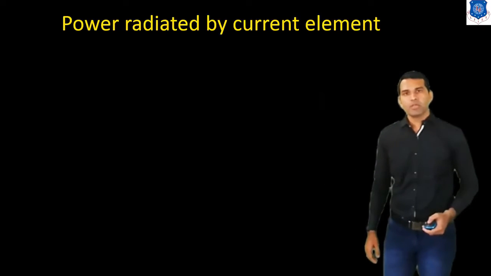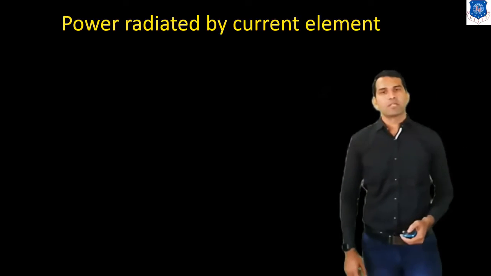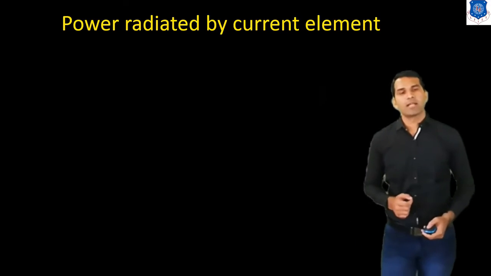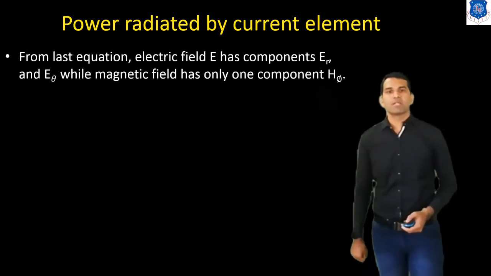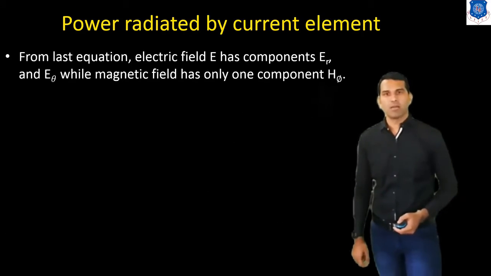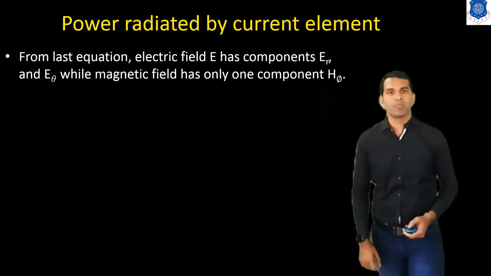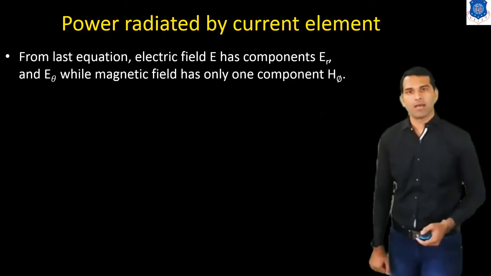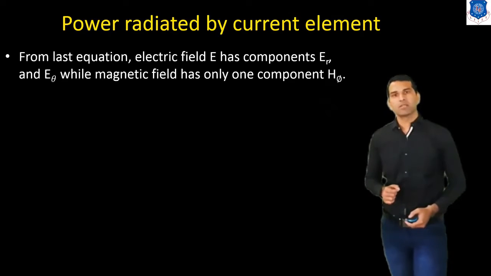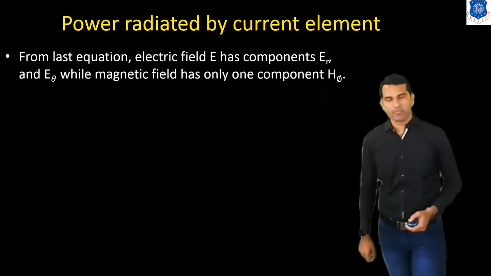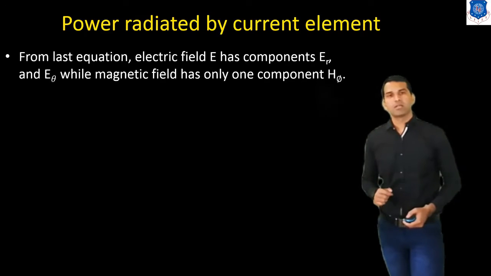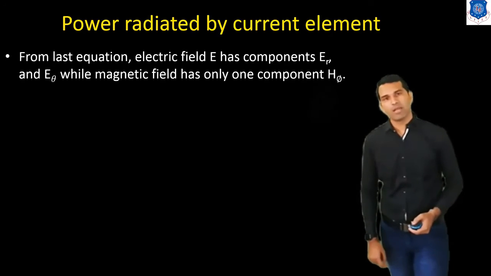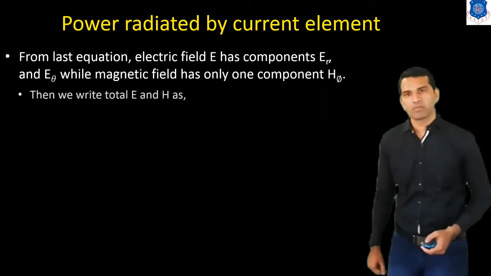In this lecture we discuss how the power is radiated by the current element in the oscillating dipole. From the last lecture we have discussed that the electric field E has components E_R and E theta, while the magnetic field has only one component, H phi. So the electric field has two components, E_R and E theta, and the magnetic field has only one component, H phi.